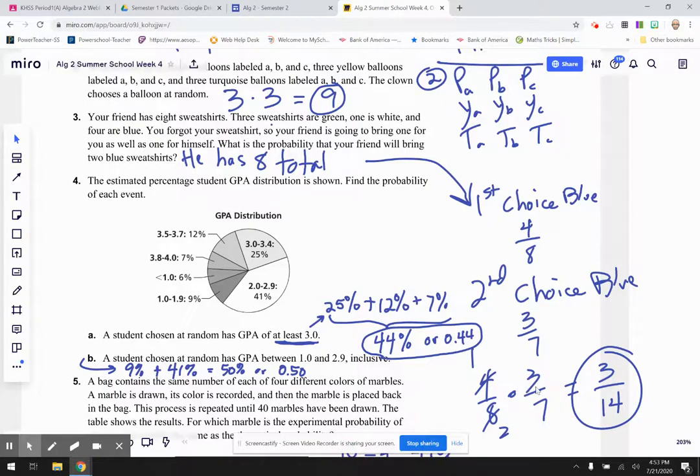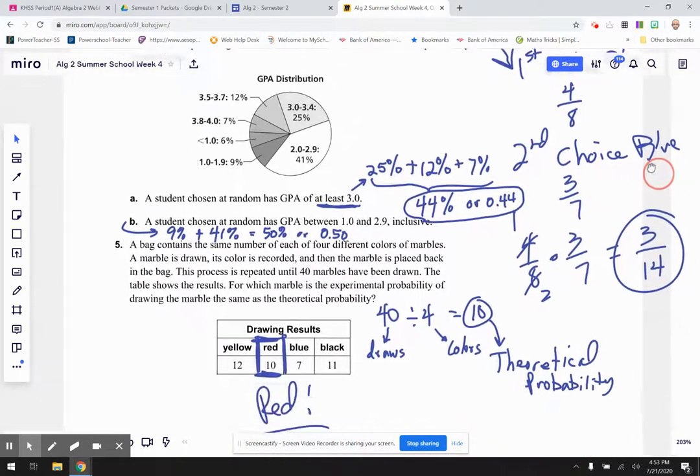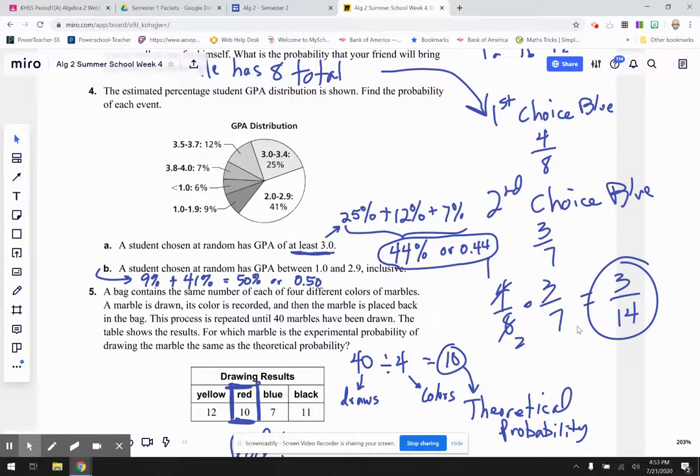So you need to multiply those 2 fractions together to get the total probability. 4 over 8 can be reduced to 1/2. So 1 times 3 is 3, and 2 times 7 is 14. So 3/14 would be your probability that he would get 2 blue ones.